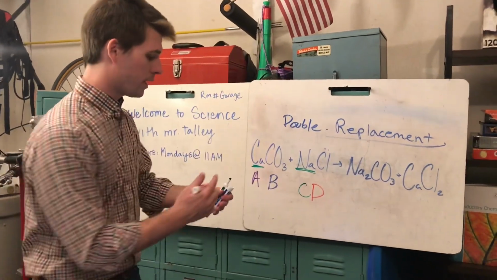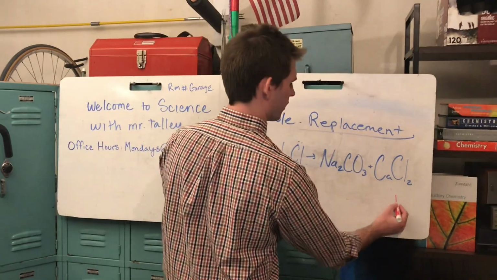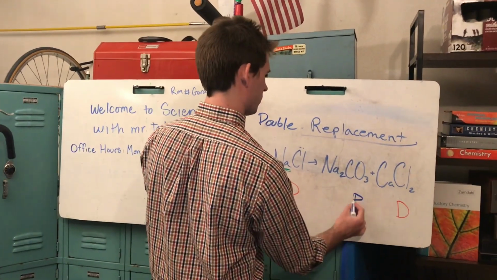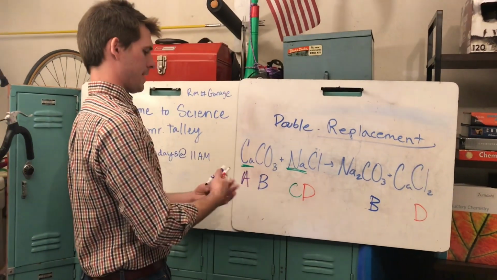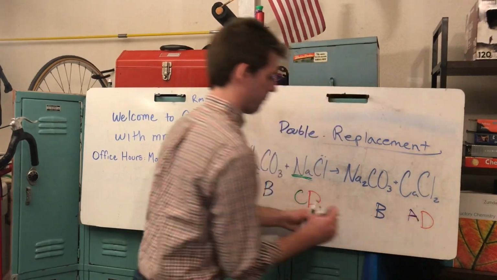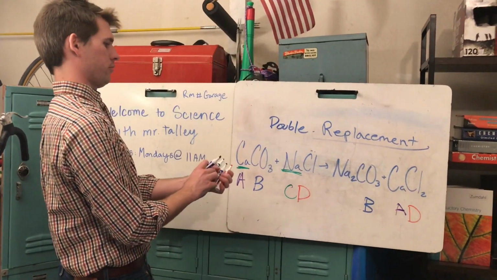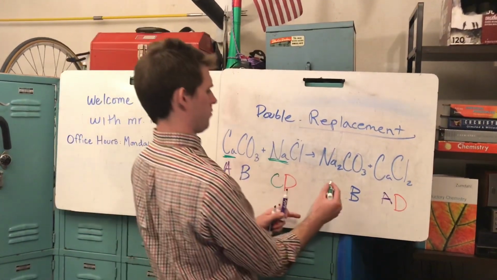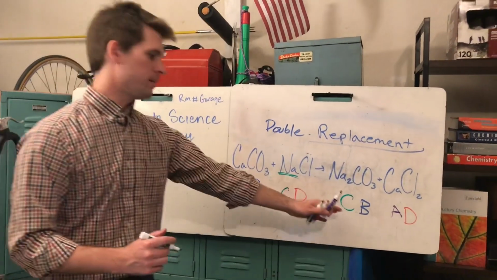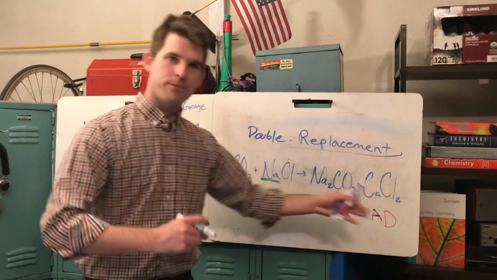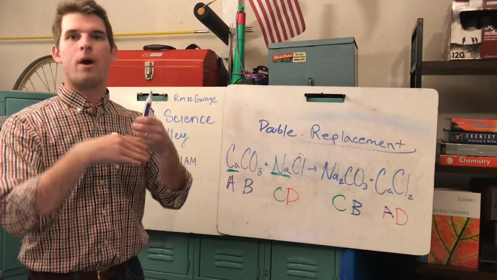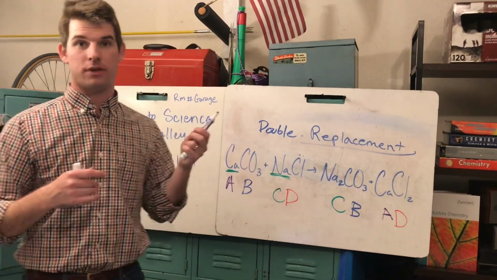When we switch them around, we end up with, here's D over here. Blue was B. Purple was A, and now A is over here. And green, C. Okay, so now instead of AB, we have CB, and instead of CD, we have AD. The two cations, the two metals, swap places. That's a double replacement reaction.